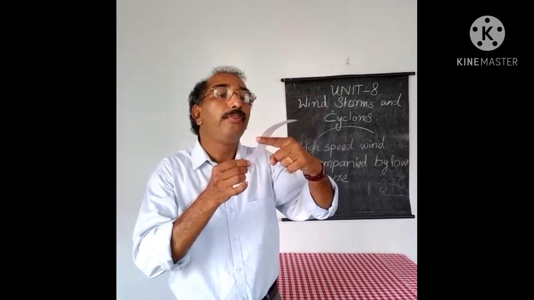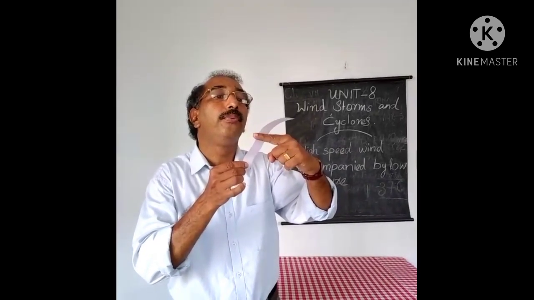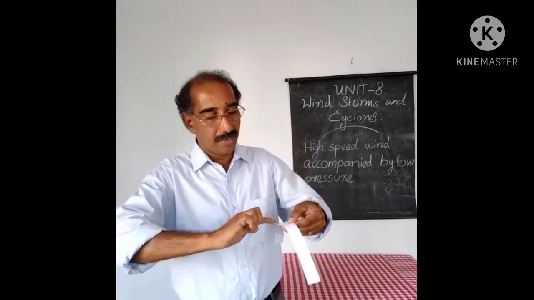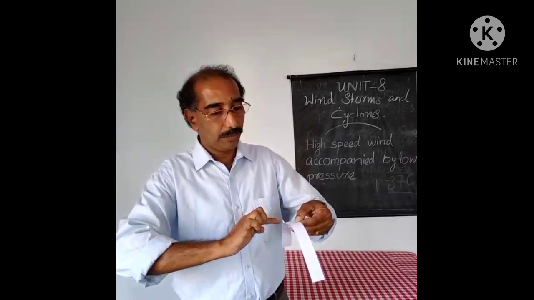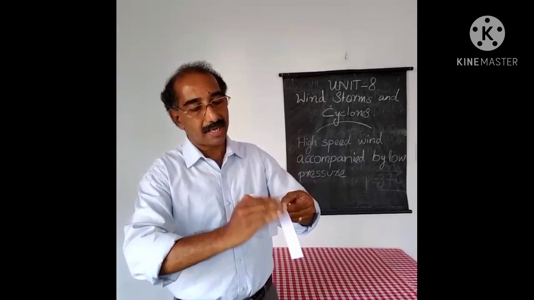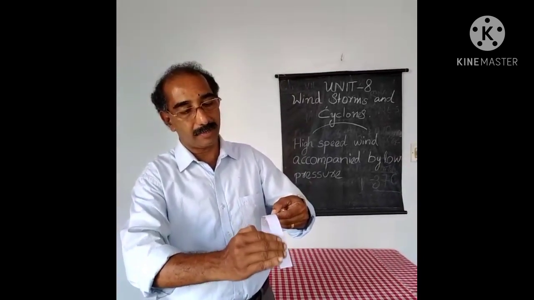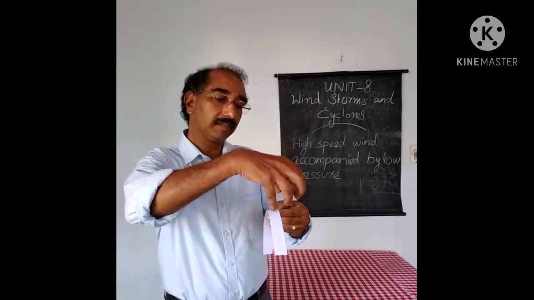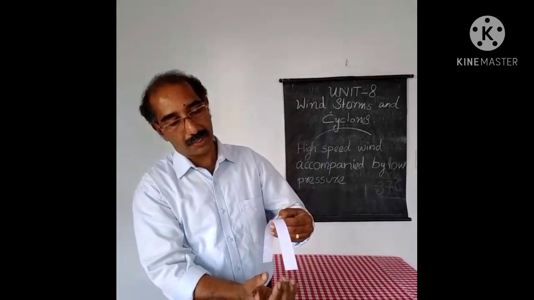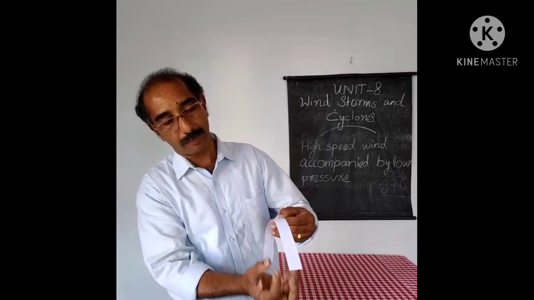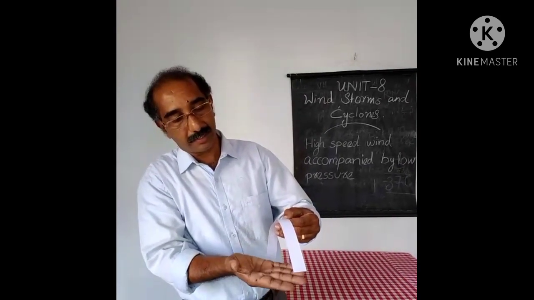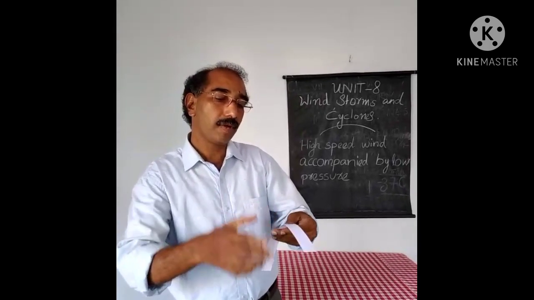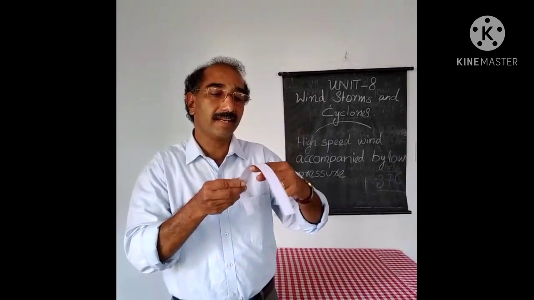See, instead of going down, the paper goes up. What's the reason? When I blow over this paper, the wind is moving with high speed. A high speed wind is always accompanied by low pressure region. That means above this paper there will be a region of low pressure. Naturally, the pressure below this paper will be high. This high pressure will be pushing the paper up. That is why the paper goes up when I blow over this paper. Once again, I will show that.